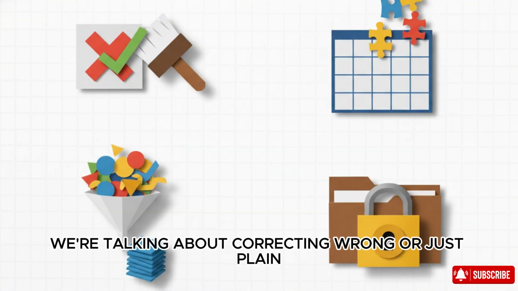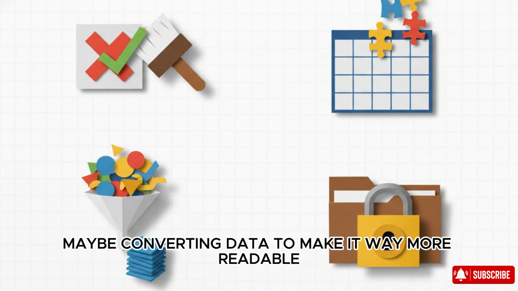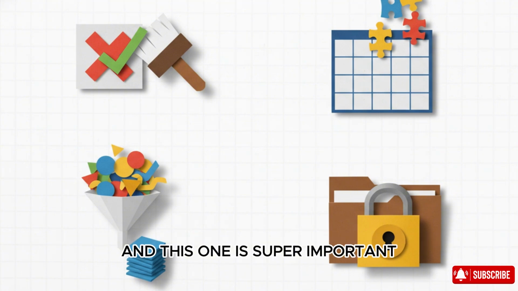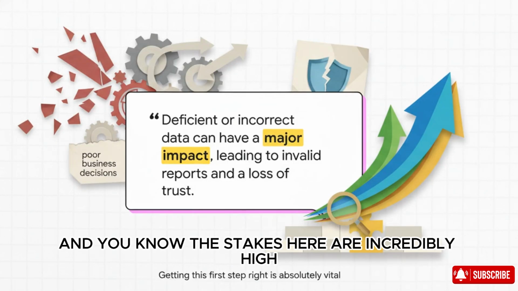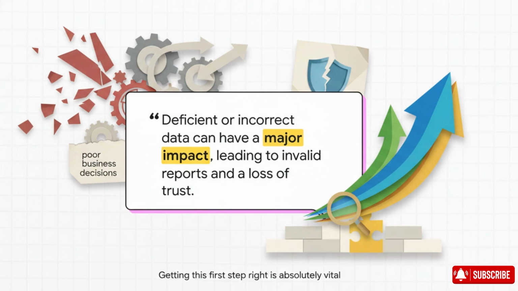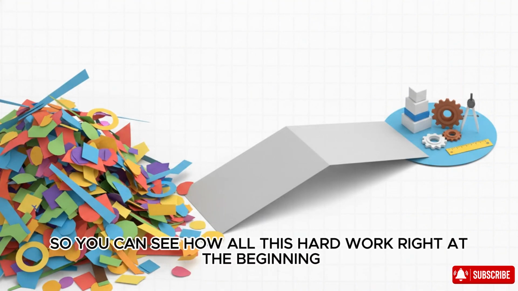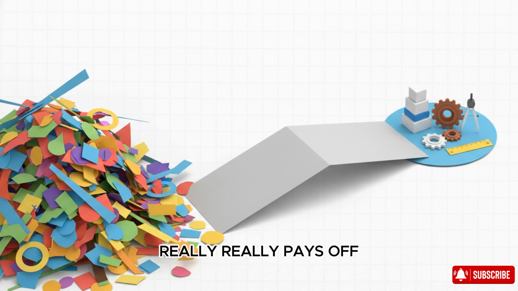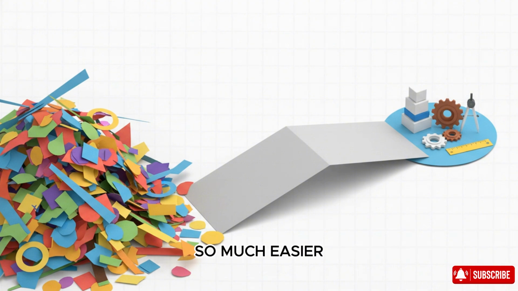We're talking about correcting wrong or just plain inaccurate data, figuring out how to handle any missing information, maybe converting data to make it way more readable, and this one is super important, making sure any private information stays private and secure. And the stakes here are incredibly high. This quote really says it all. Bad data leads to bad reports, people losing trust, and just bad business decisions. Getting this first step right is absolutely vital. So you can see how all this hard work right at the beginning really pays off. When you have clean, well-prepared data, it makes the next step, which is modeling, so much easier.